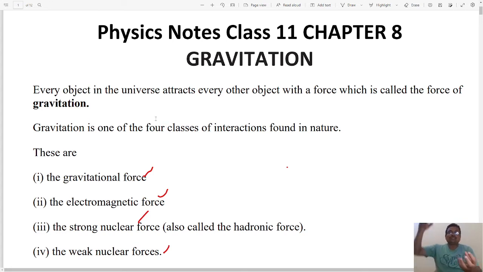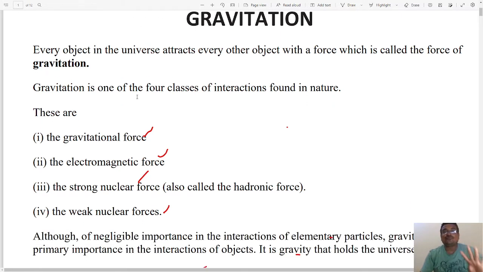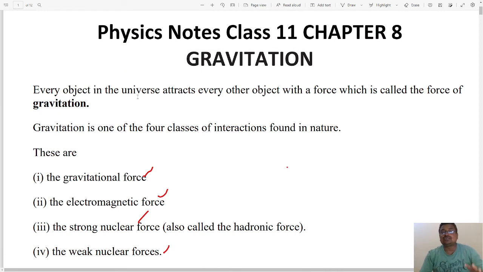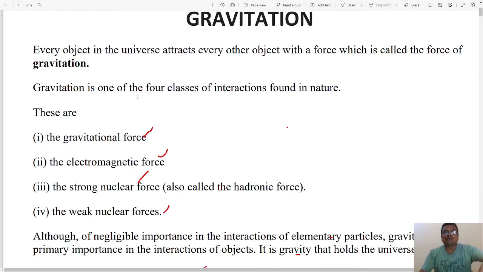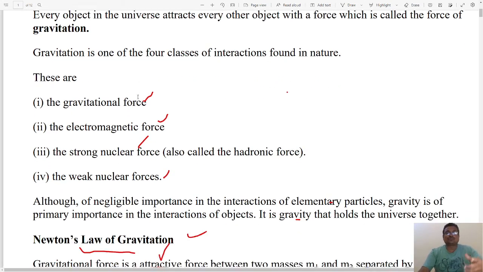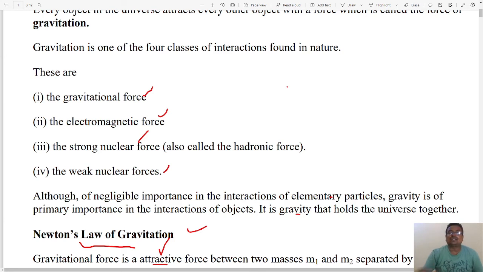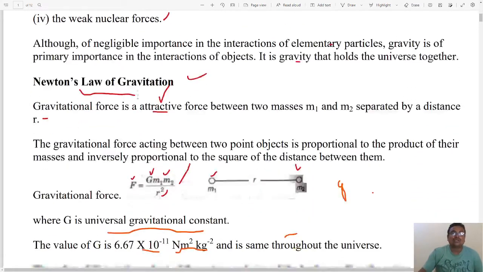Gravitation, gravity is force. Once again, I'm just quick revising. Gravity is an object coming towards the earth. Gravitation is the force of attraction between two objects. In the universe, there are four forces in nature: gravitational force, electromagnetic force, strong nuclear force, and weak nuclear force. Among these, the weakest force is gravitational force. The strongest force is nuclear force. That is a short range force. Gravitational is a long range force. Electromagnetic force flows between charges.